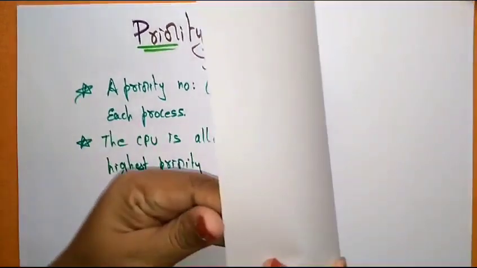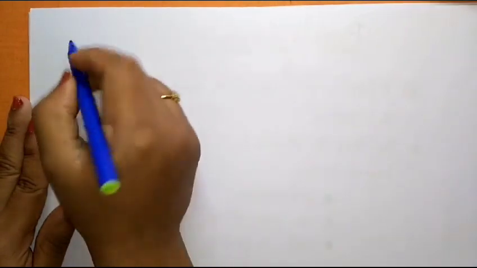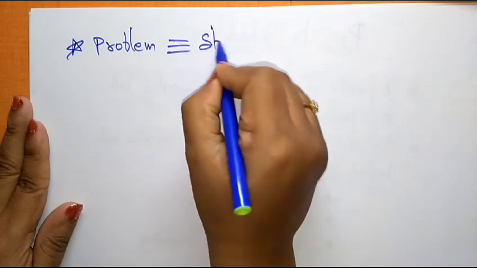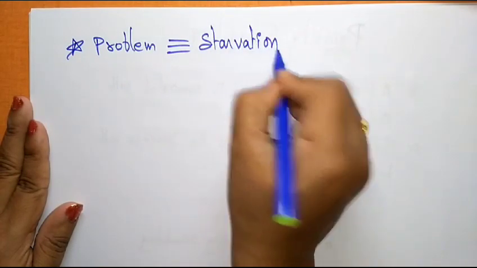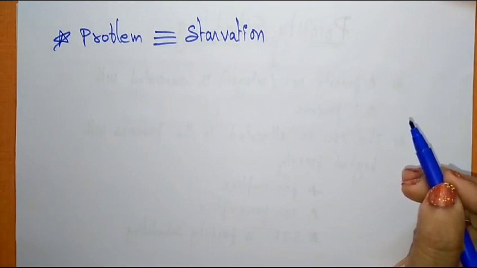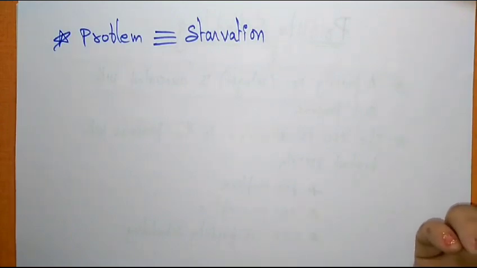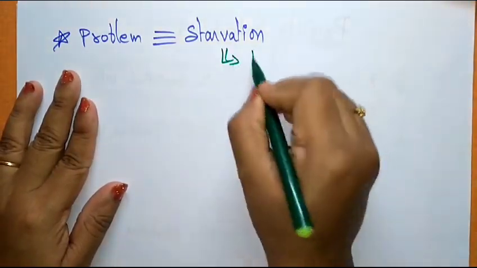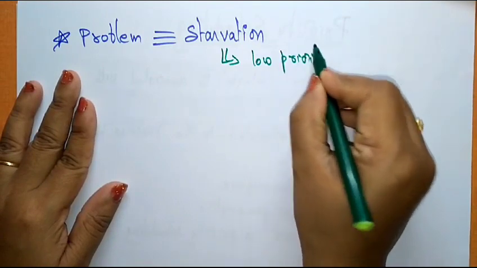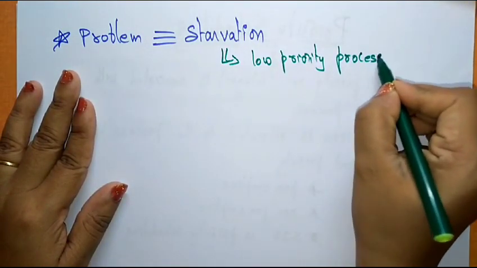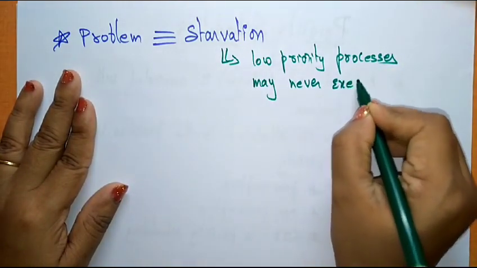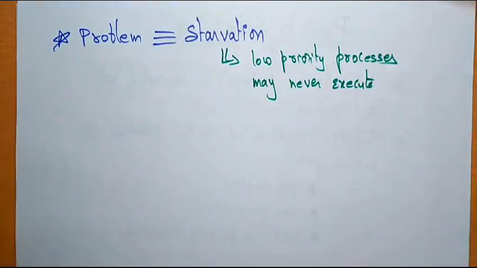And here in priority scheduling, you come across some problem. So what is the problem that you come across in priority scheduling? The main problem that you come across is starvation. So this is a problem that arises in priority scheduling. What do you mean by starvation? Starvation means, suppose the low priority processes may never execute. Sometimes there is a chance that the low priority process never executes in the CPU.